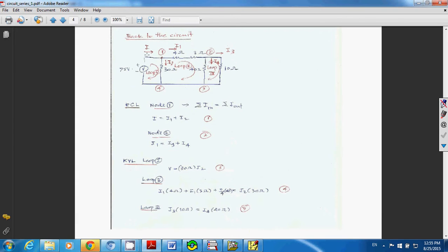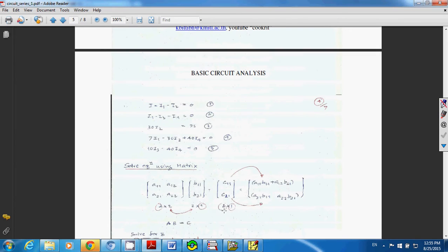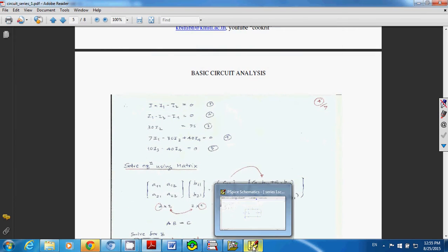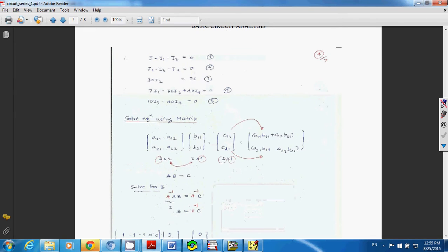And in this circuit, you have 4 unknowns, which are I1, I2, I3, and I4. And then we compare the result to the one from PSpice. And when you have 5 equations, I'm going to use a matrix to solve them, and I believe many of you probably forgot about that already.